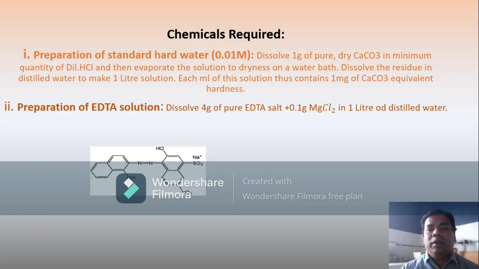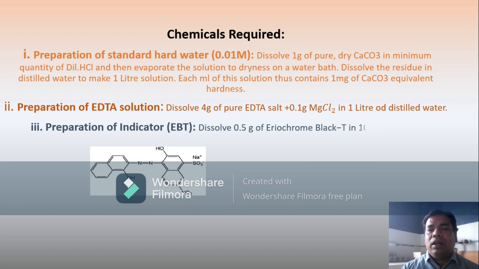Okay, right. Next EBT indicator kuda manaku koncham black color lo untundi. We are dissolving 0.5 grams of eriochrome black T in 100 ml of ethyl alcohol. So we are adding 2 to 3 drops of EBT indicator to the hard water sample or sample water. Then it gives wine red color. Okay, at the end point the color changes from wine red to blue.